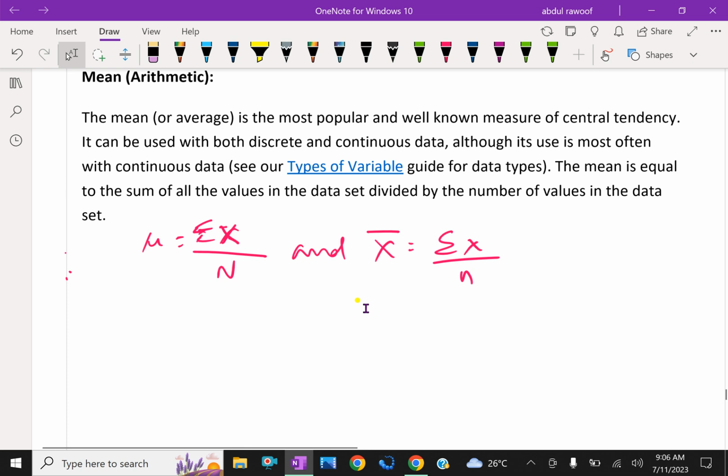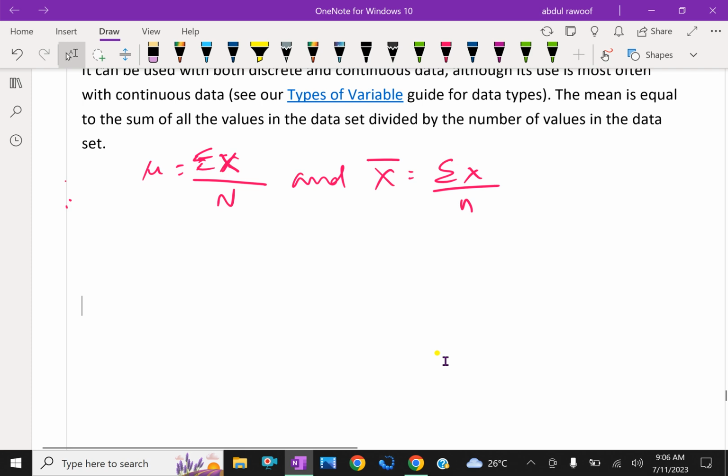Now look here. This represents the mean. Now we'll describe the formulas. This is for ungrouped data.